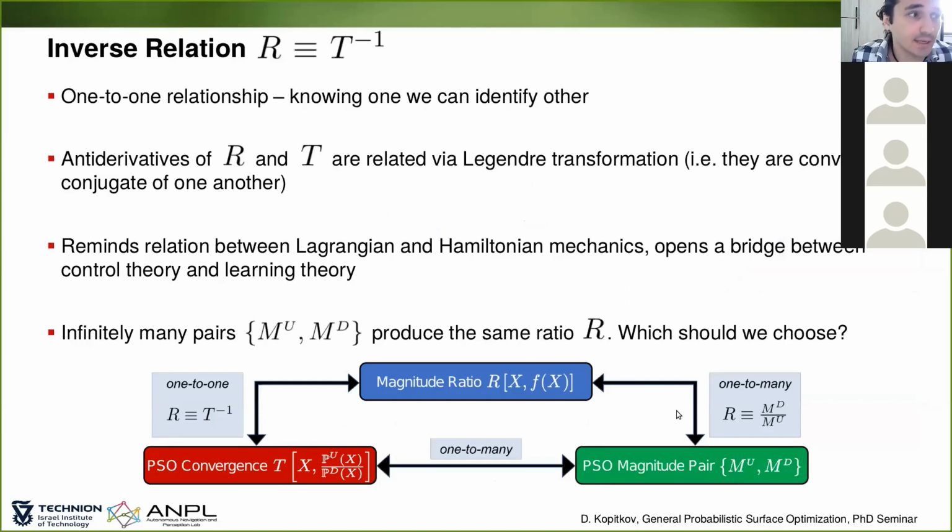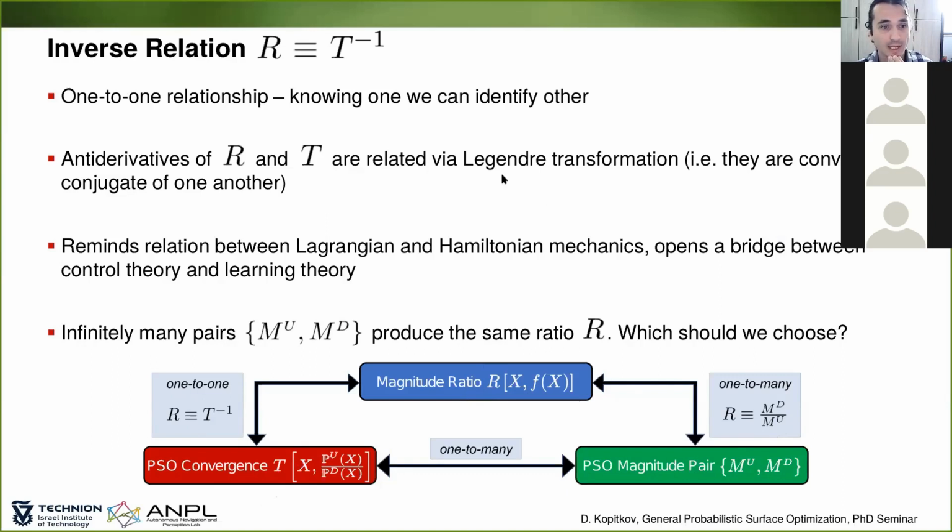Next, let's summarize the relation between R and T. R and T are very important, the main mappings of this framework. The magnitude ratio R and PSO convergence T are related via one-to-one connection, so knowing one, you can find the other. The PSO magnitude pair mu, md, and ratio R have a one-to-many relation. So infinitely many different magnitudes will give the same R, and for this reason, we have infinitely many magnitude pairs that will give us the same equilibrium. So basically, we have infinitely many estimators to learn any function T.